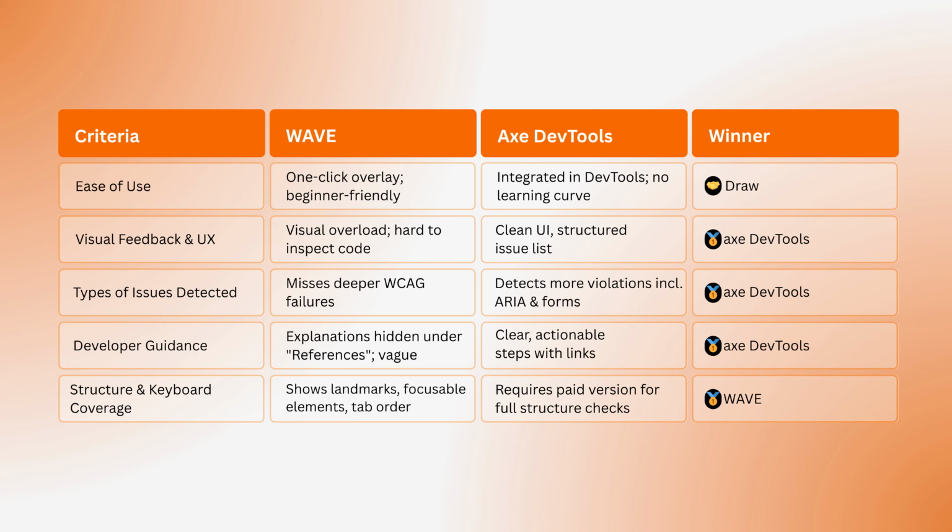So in this round, Wave definitely takes the edge for structure and focus navigation testing. If you are just getting started with accessibility testing, DevTools is a better option than Wave. It's cleaner, faster, and finds more WCAG violations. And it gives clear guidance on how to fix them.